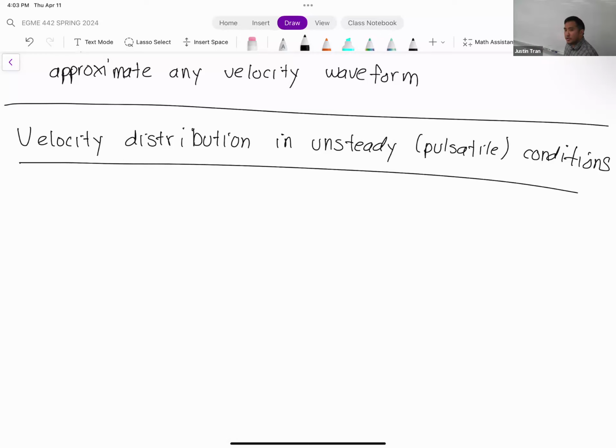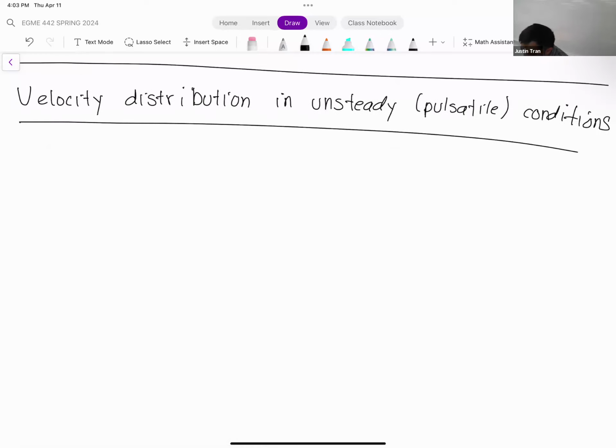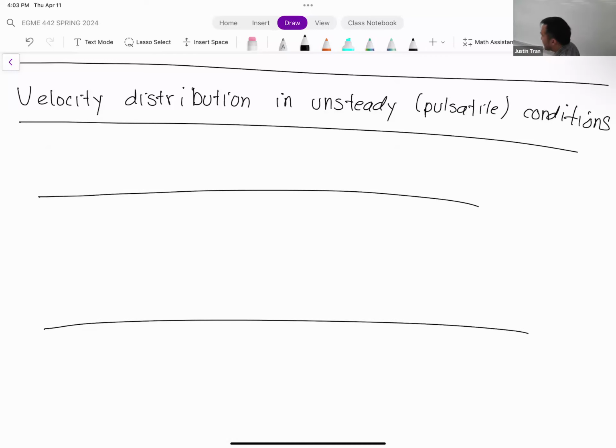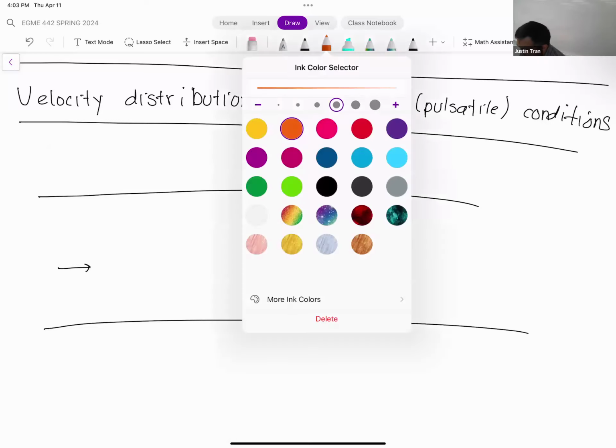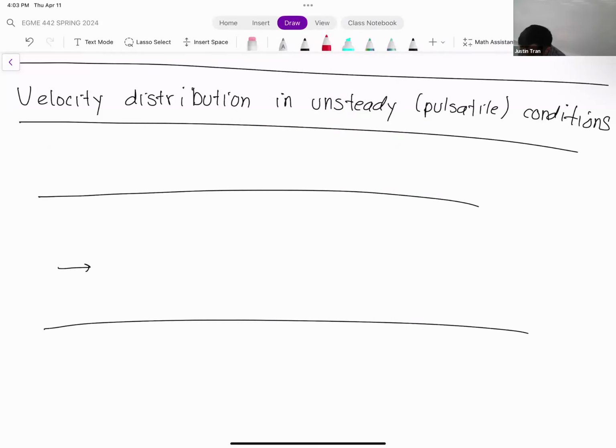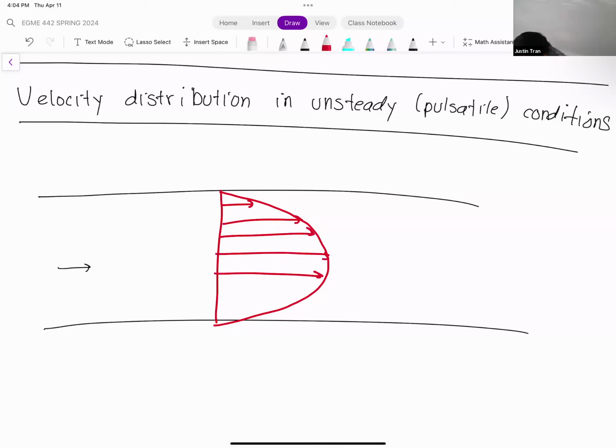Okay, so we're talking about the velocity distribution in unsteady, and in particular pulsatile, conditions. If we were to draw a typical two-dimensional vessel where the blood flow is going from left to right, what we're interested in is the distribution of velocity within the vessel. Whenever you have flow inside a vessel, you have the velocity distribution like this. So this is typically uz as a function of r, okay?